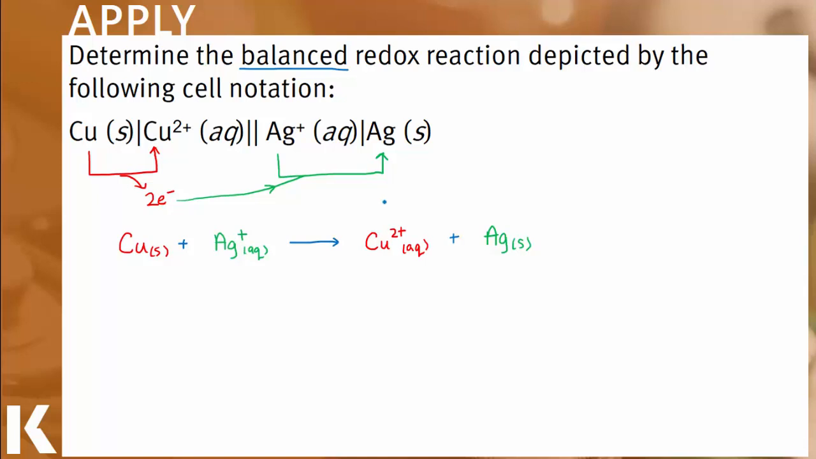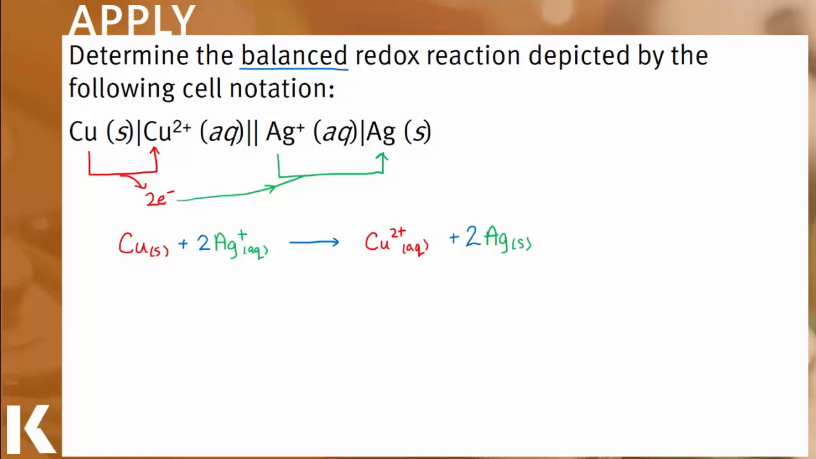There's a total of 2 positive charges on the product side due to the copper ion, which means that there also must be a net +2 charge on the reactant side, which we can do by putting a 2 in front of the silver ion. The molecules themselves must also be balanced, so there must be a 2 in front of the solid silver on the product side as well.